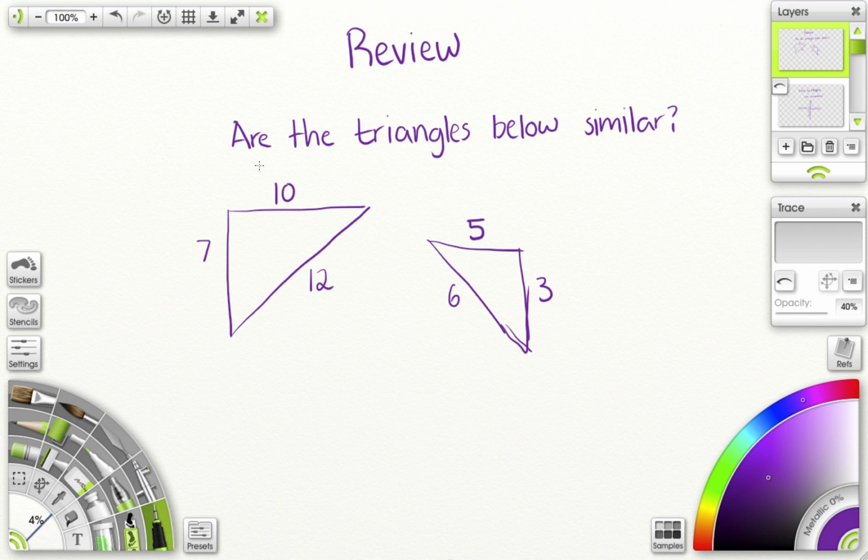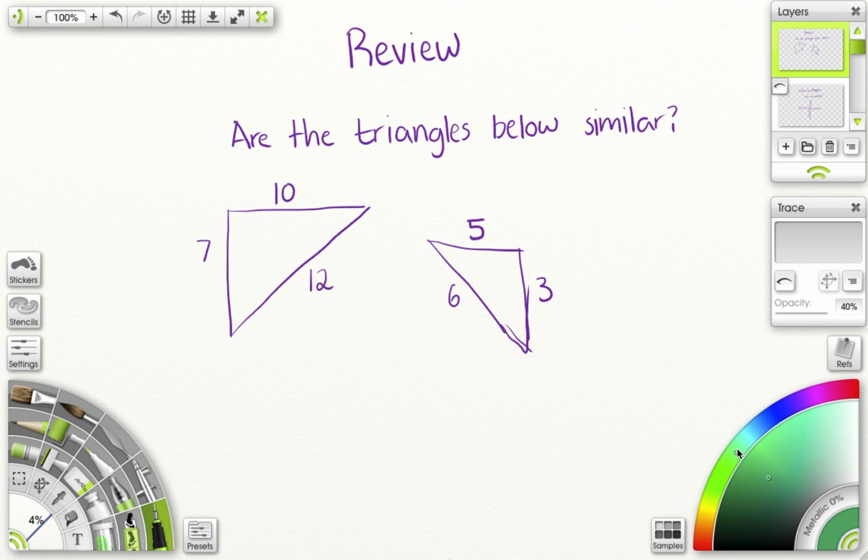So are the triangles below similar? What are the two different ways we can find similar triangles? Is by putting them into fractions, so matching the sides up, and then putting them into fractions and reducing the fractions as much as possible. Or we can look at our multiplication. Today I'm just going to do fractions. So I'm going to match up my sides.